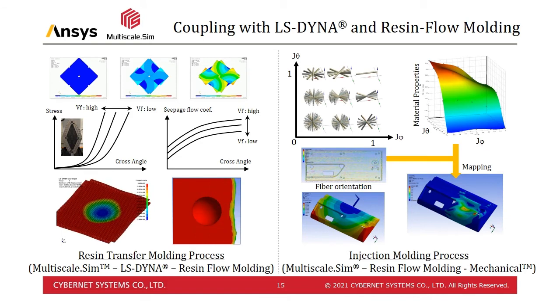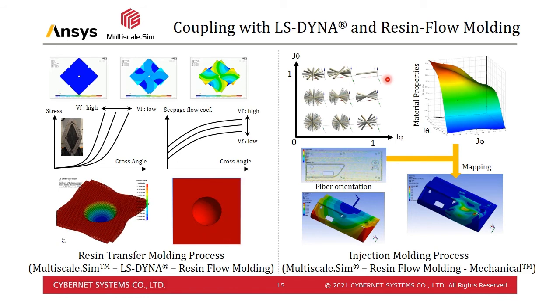The figure on the right-hand side shows an example of a product made by injection molding. Also in this case, the direction and the density of fibers change depending on flow state. The fiber orientation is not uniform and is always distributed within a single part. In our approach, material constants for each fiber orientation tensor are prepared in advance by homogenization analysis.